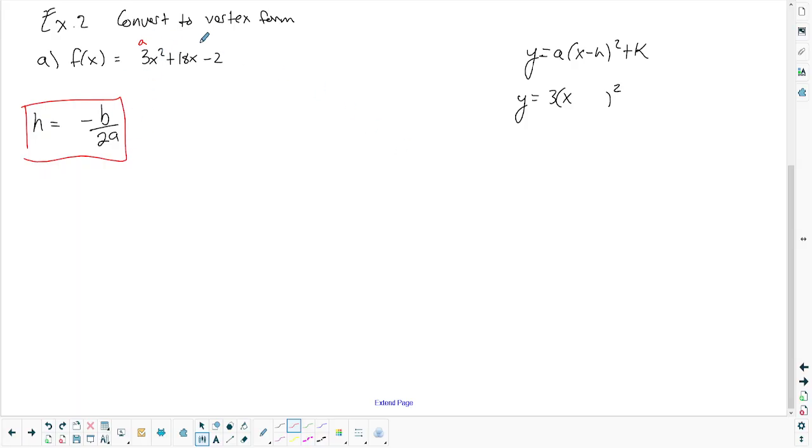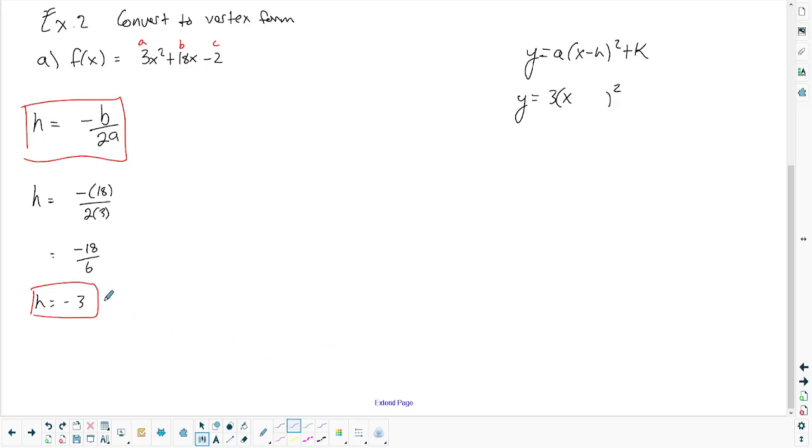A and b are based on the standard form, so a is the first number, b is the second number, c is the third number, as long as it goes x squared, x, and then the number on the end. So we're just going to take these values. Your h value is negative of 18 over 2 times 3. So that's negative 18 over 6. h equals negative 3.